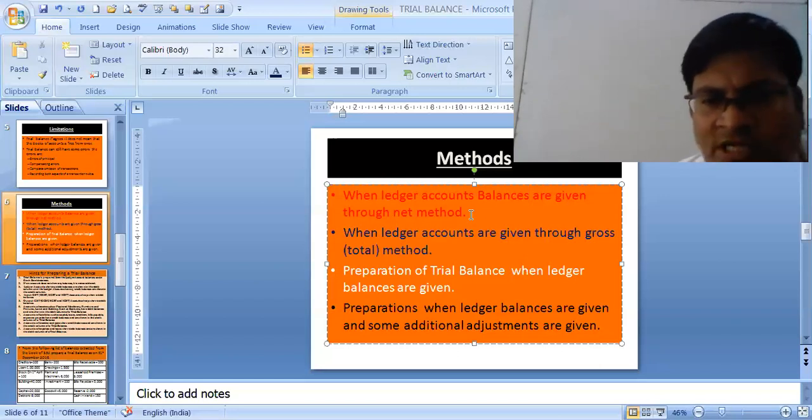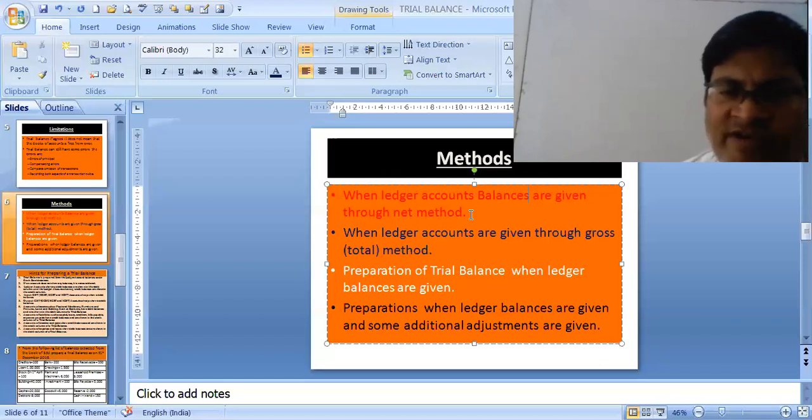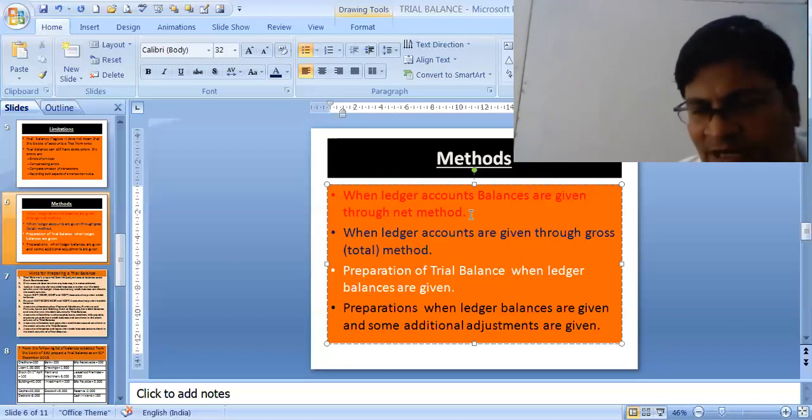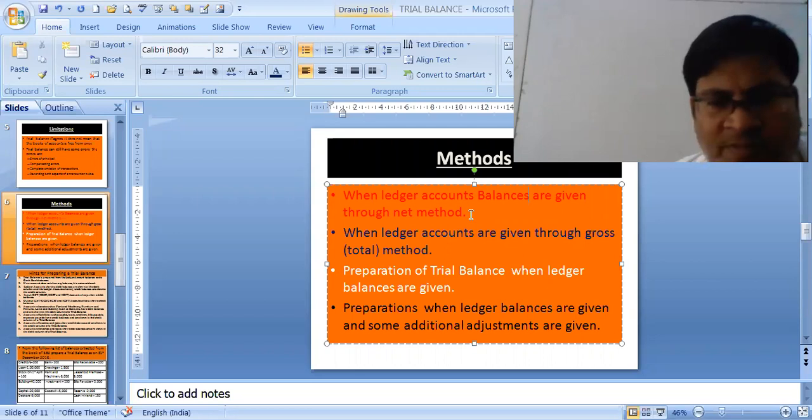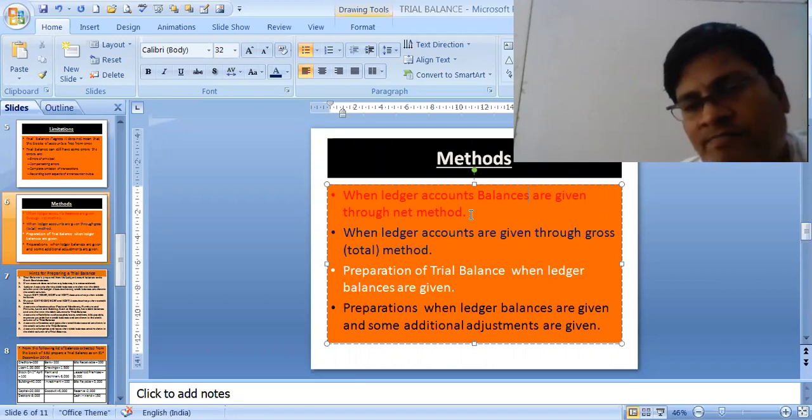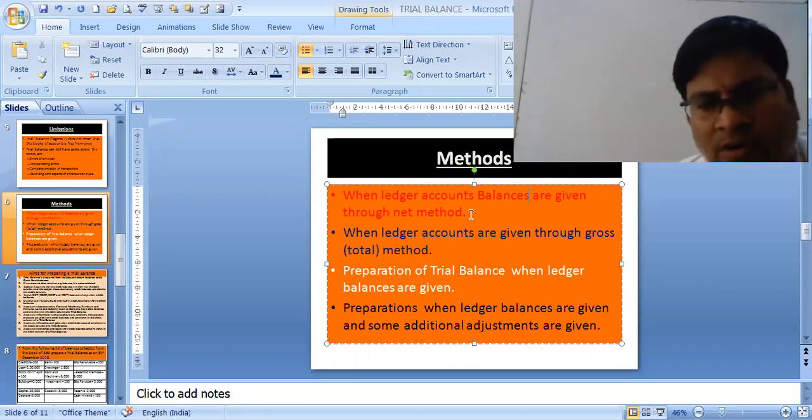When ledger accounts are given through the gross method, ledger account balances are not given, but totals are given. Like for salary, the debit total is 20,000 and the credit total is, suppose, 15,000. So both totals are given. This type of thing is not in our syllabus, so we will not do it.